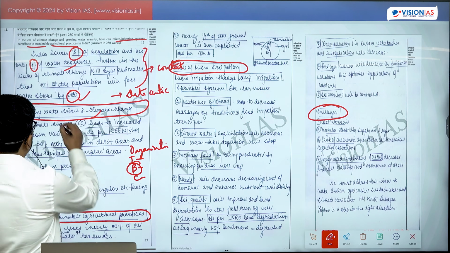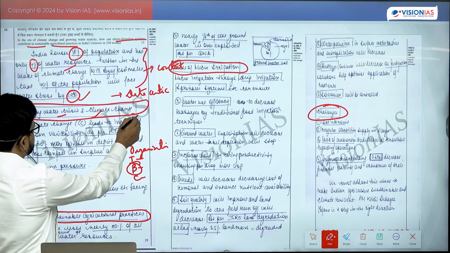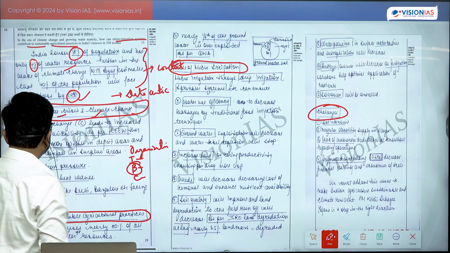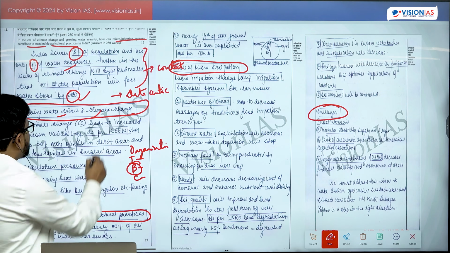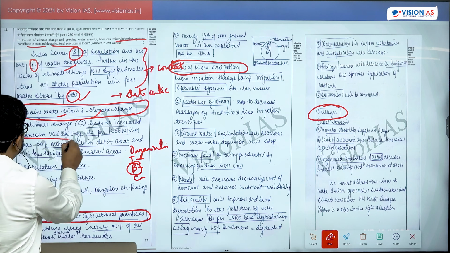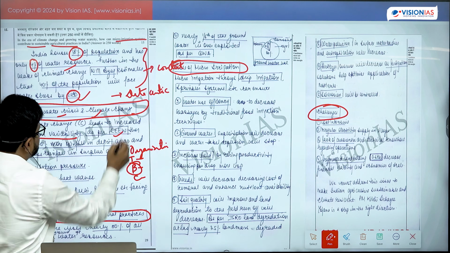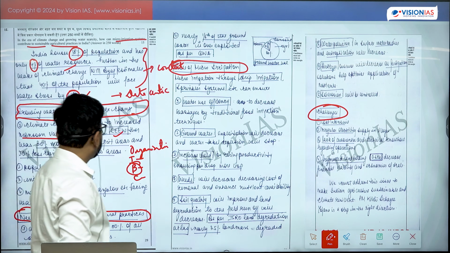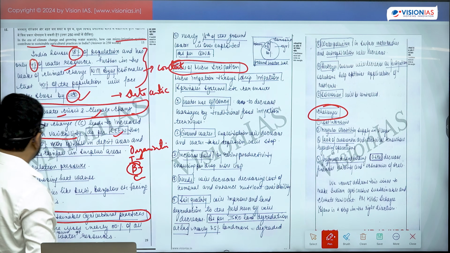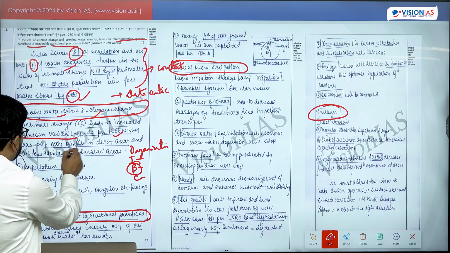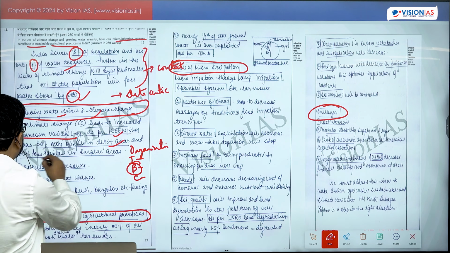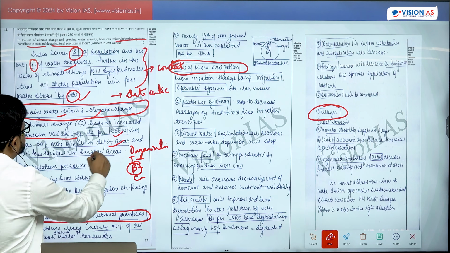The first section is about the growing water crisis, climate justice and climate change, wherein she has used that climate change leads to increased monsoon variability as per CEEW, the Council for Environment, Energy and Water. Then this was 30% more rainfall in deficit areas and 30% less rainfall in surplus areas.